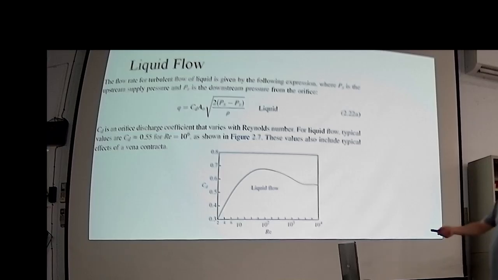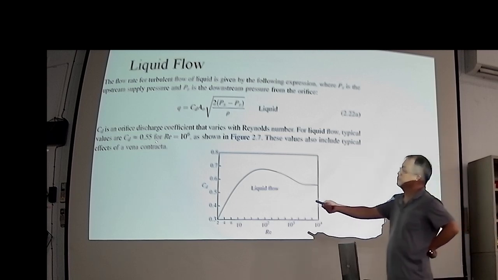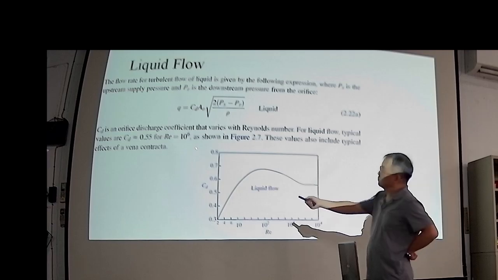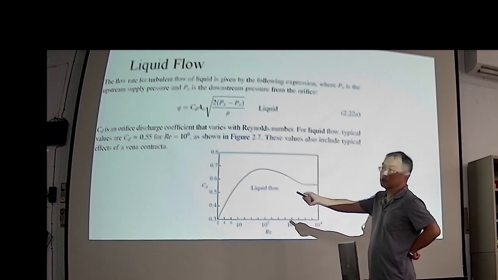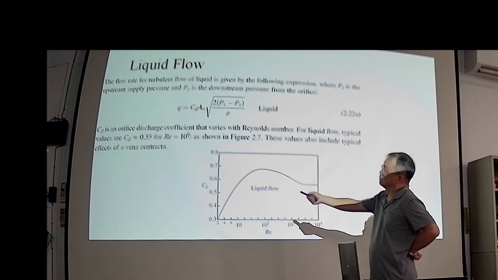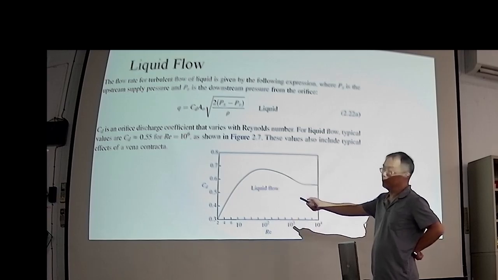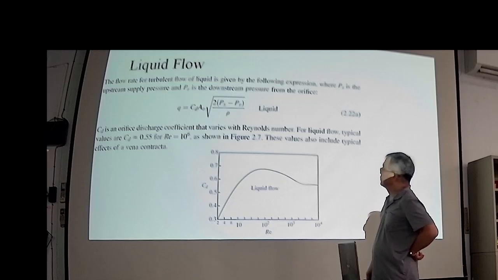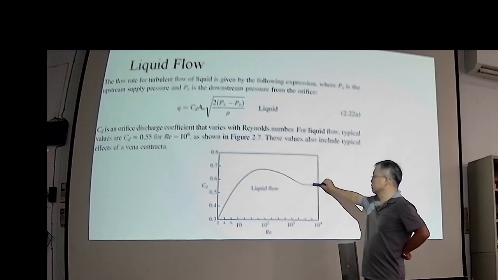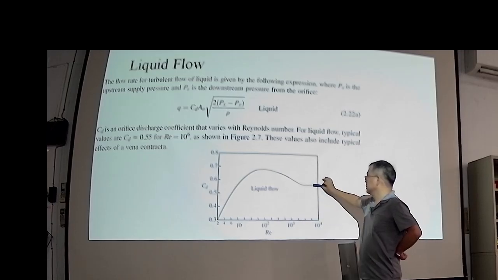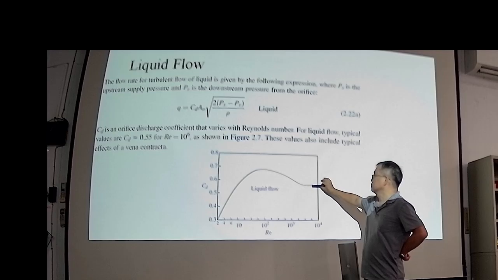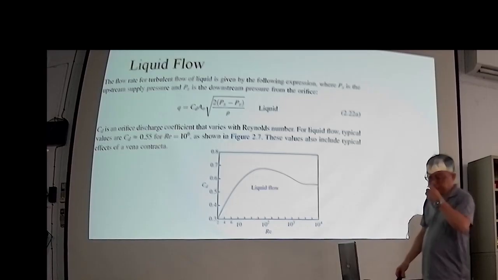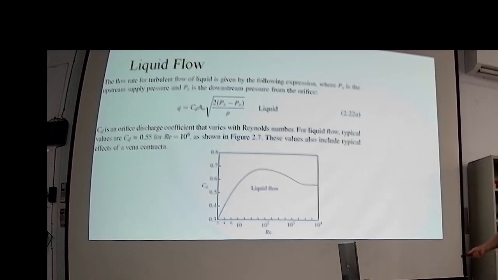We have this, for the Reynolds number of 100,000, 1 million. For a Reynolds number greater than 10,000, the CD is about 0.6. So you can calculate the volume flow rate using this equation.